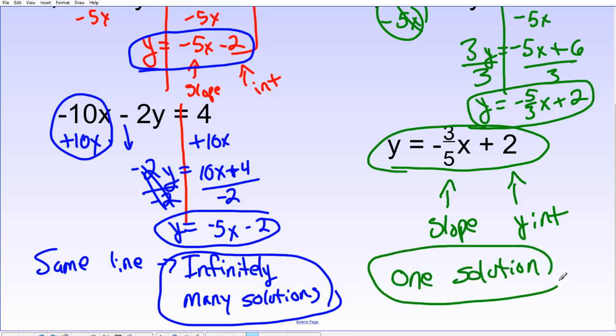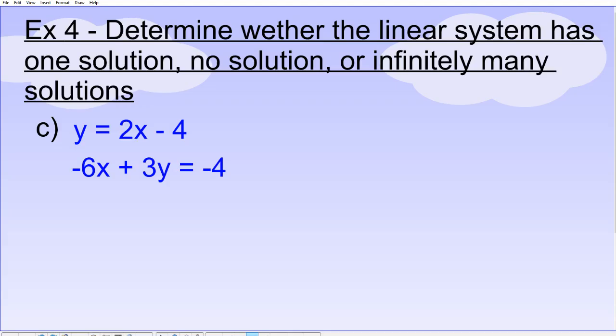We don't have to find it. We just have to tell how many there are. There's one answer to that problem because they have different slopes. The lines are going to cross at one place. Last one. Go ahead and pause the video. Do this problem on your own. When you're ready to continue, hit play, and we'll go through it together.